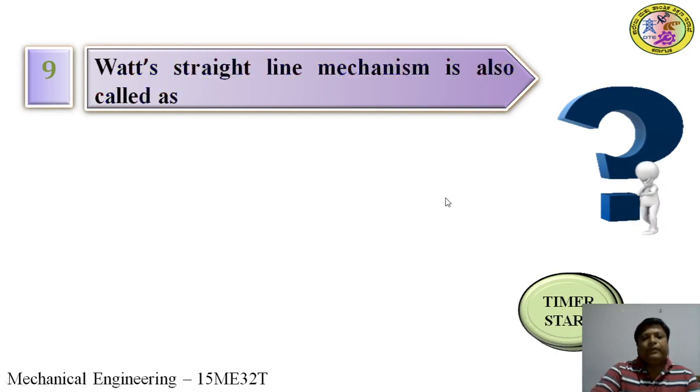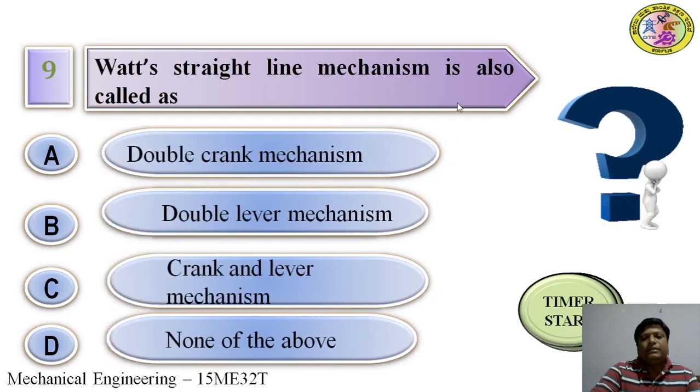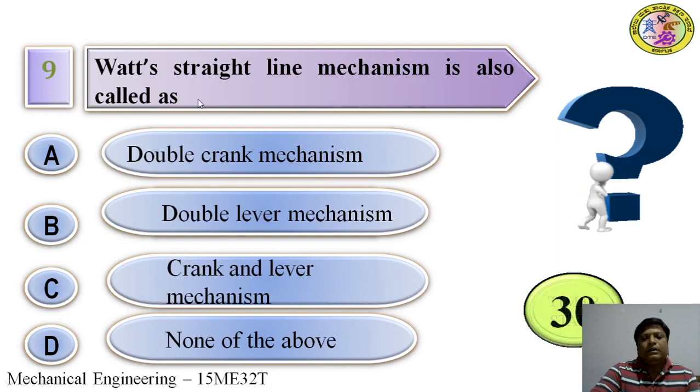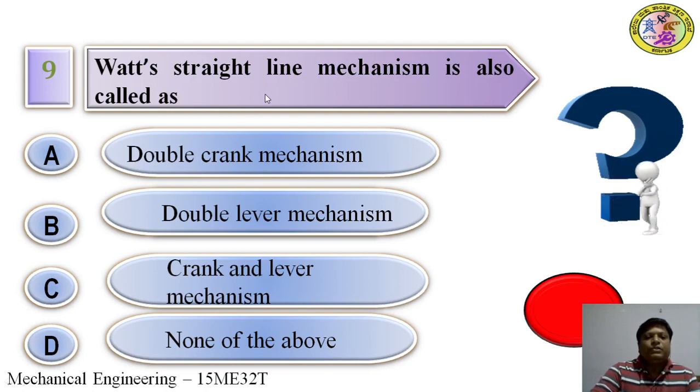Question number 9. Watt straight line mechanism is also called as: option A, double crank mechanism; option B, double lever mechanism; option C, crank and lever mechanism; option D, none of the above. Among the inversions of the 4-bar mechanism are the beam engine, Watt straight line mechanism and also the coupling rod of locomotives. All of these come under the 4-bar mechanism. So your option C, crank and lever mechanism, is the answer.